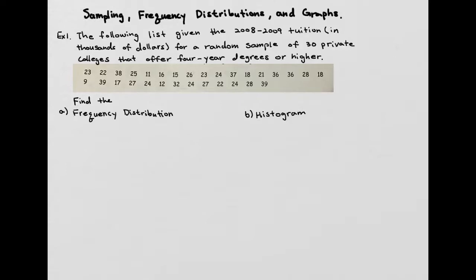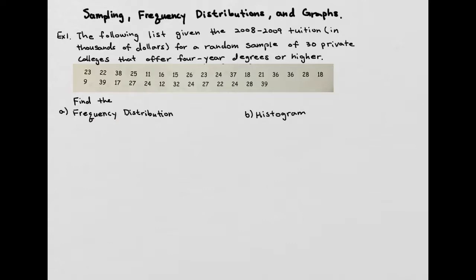Example 1: the following list gives the 2008 through 2009 tuitions in thousands of dollars for a random sample of 30 private colleges that offer 4-year degrees or higher. So when you see 23, it means 23,000 is the tuition. 22,000, 38,000, 25,000, and so on. So all these different private schools have different tuition amounts, right? Using this information, the first thing we want to do is find the frequency distribution.